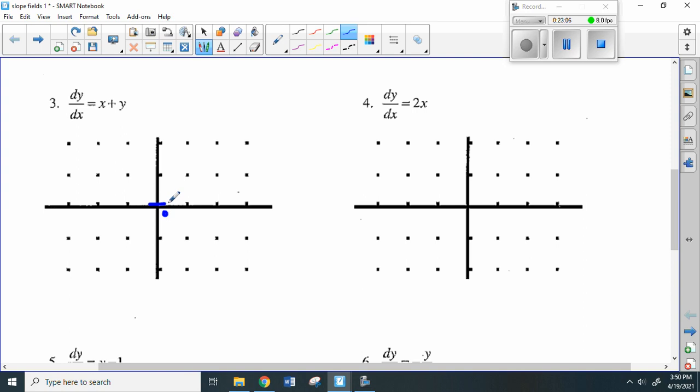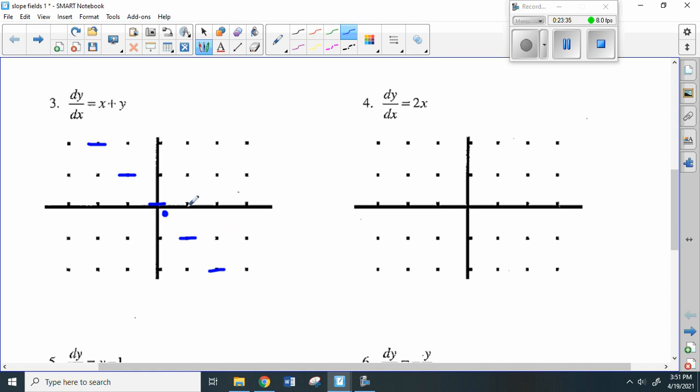Now, can you think of any other time where if I add the x and y, I would get 0? Well, if I have a positive and a negative of the same number, I would get 0. So positive 1 and negative 1, positive 2 and negative 2, negative 1 and positive 1, negative 2, positive 2. All of those are 0, so that's kind of nice.